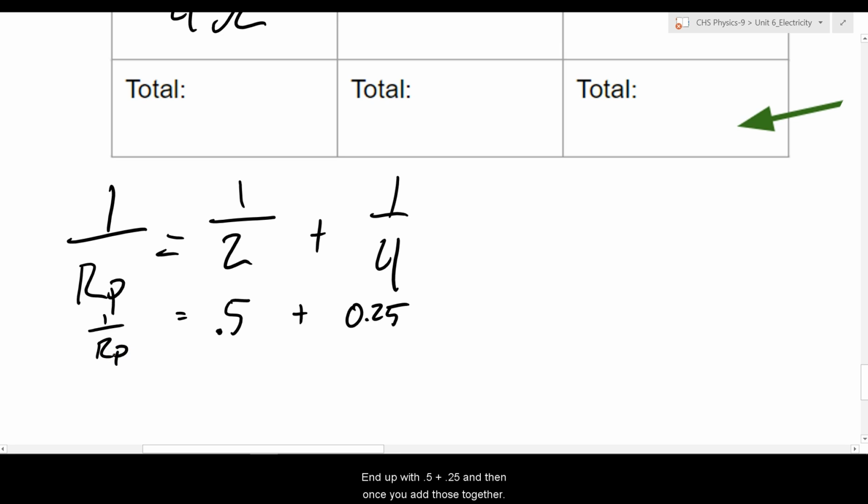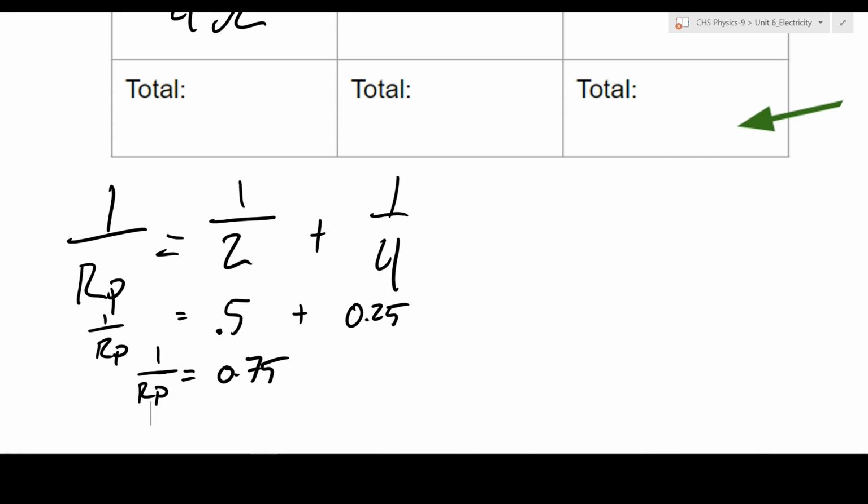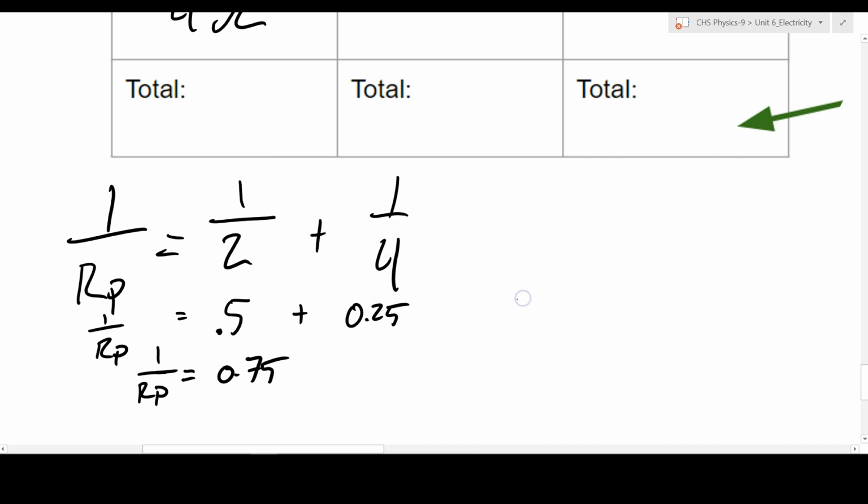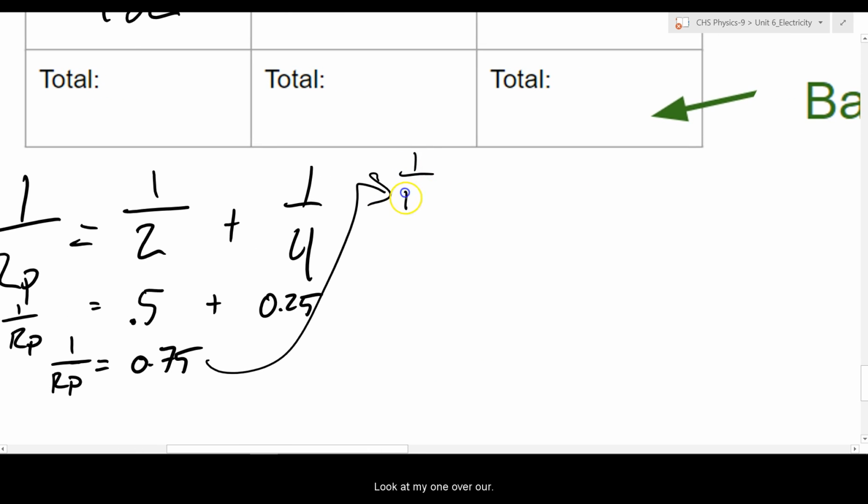End up with 0.5 plus 0.25, and then once you add those together, you get 0.75 equals 1 over RP. Then, let's maybe come over here. So I've got my 1 over RP for my total parallel resistance equals 0.75.